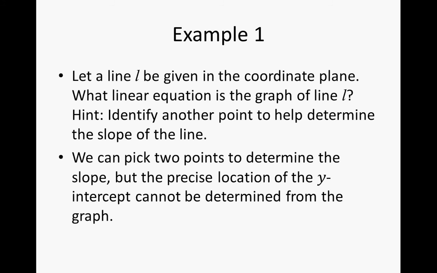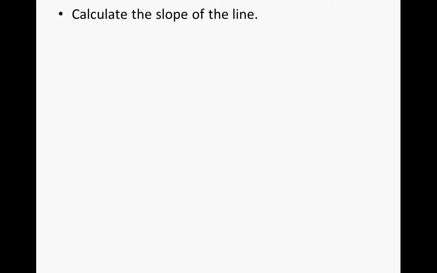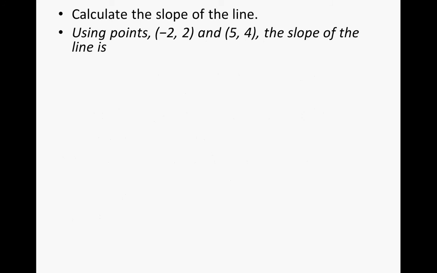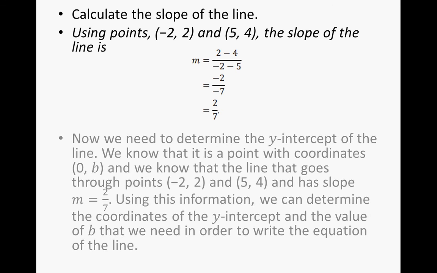Well, we can pick two points to determine the slope, but the precise location of the y-intercept cannot be determined from the graph. So we're going to calculate the slope of the line. We're going to use points (-2, 2) and (5, 4). The slope of the line is m equal to the difference between 2 and 4, over the difference between -2 and 5. We get -2 over -7, which is 2/7.